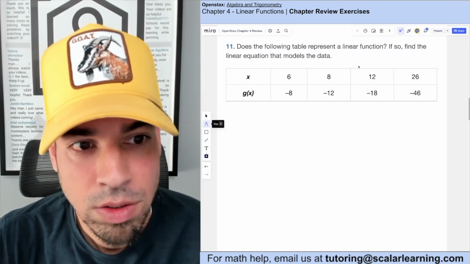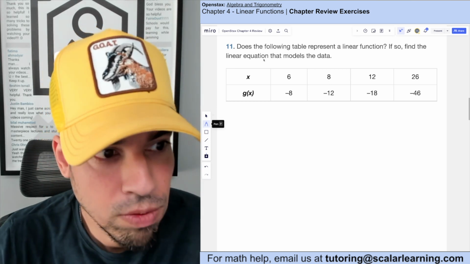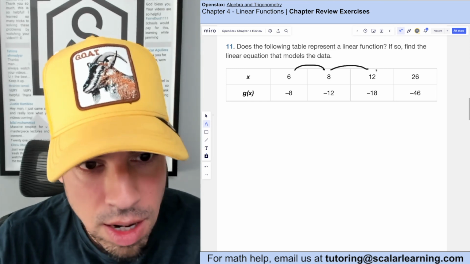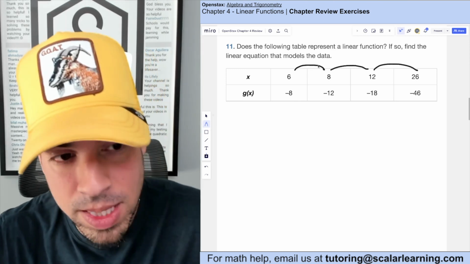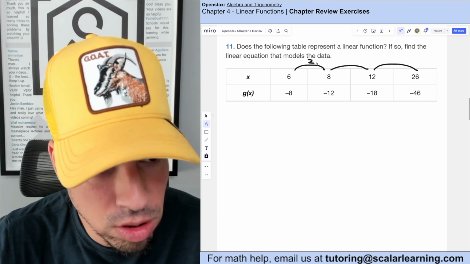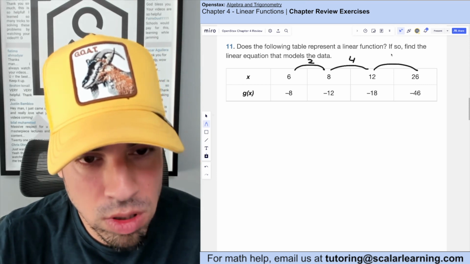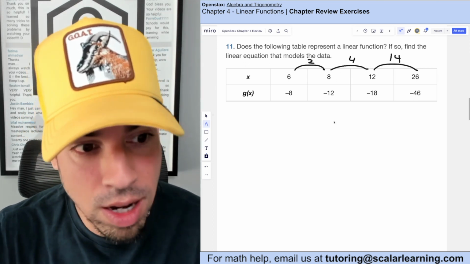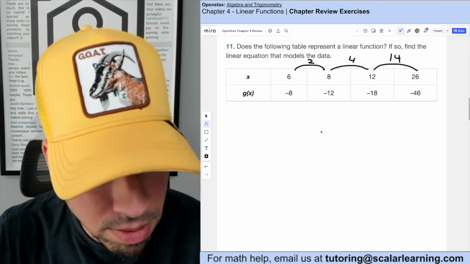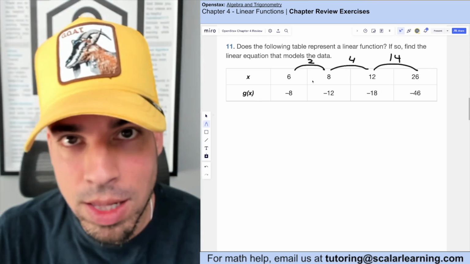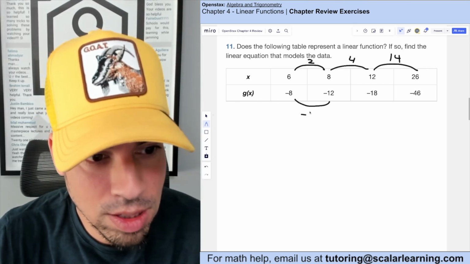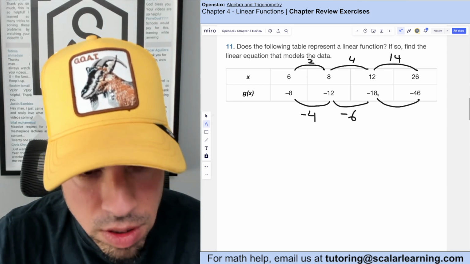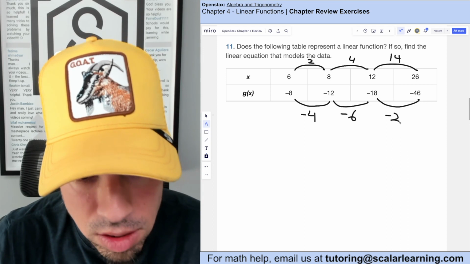Boom, done. Does the following table represent a linear function? If so, find the linear equation that models the data. So what I'm going to do is look first at how much the x values are changing in each of these cases. So it goes up by 2, goes up by 4, then goes up by 14. Now, the fact that it changes isn't definitive of anything, whether it's linear or non-linear. We have to look at how the y values, or the function values, change relative to the x values. So this one is going down by 4 here, it's going down by 6 here, and here it's going down by 28, negative 28.